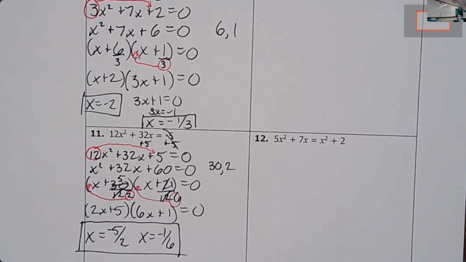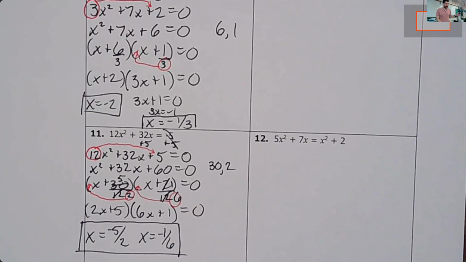Does anybody have an answer? We'll go back and work through it. Anybody have an answer for number 12? Kelly, what'd you get? So what'd you get? 2 and negative 1/4. Actually got the opposite of those.